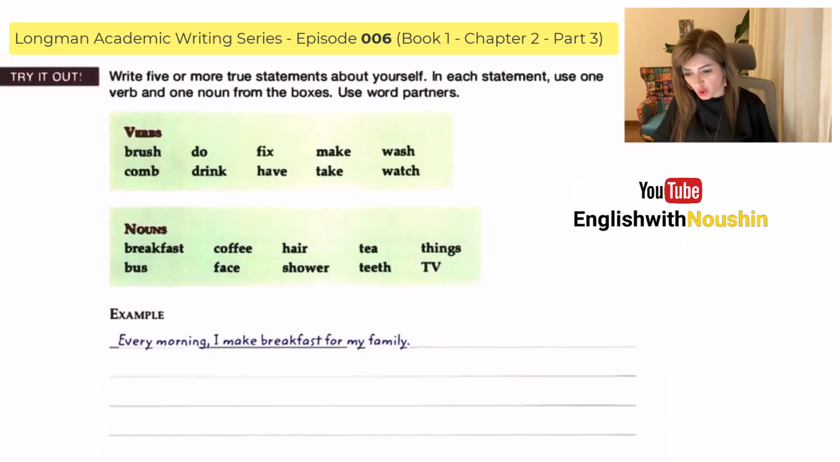Okay, last but not least, it says write 5 or more true statements about yourself. In each statement, use one verb and one noun from the box. Use word partners. Okay. How many sentences? 5 minutes? Write a sentence using one verb and one noun. 5 minutes. I'll think too. Ding!